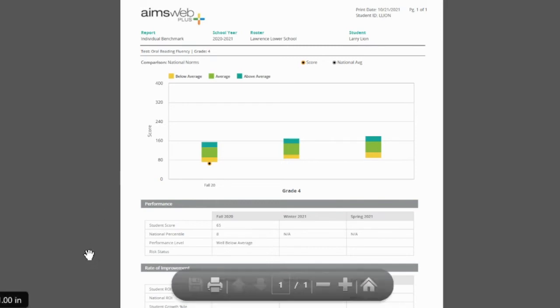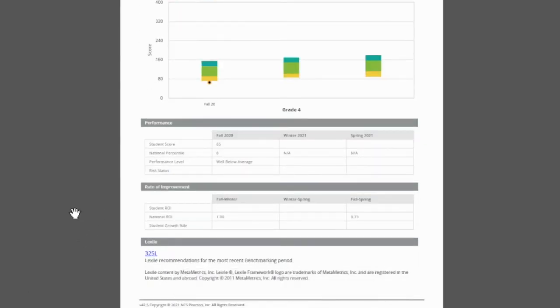Finally, on this test report for oral reading fluency, you will see a score that is called a Lexile. This is a derived or estimated Lexile score that indicates the level of text that the student should be able to read and comprehend independently.